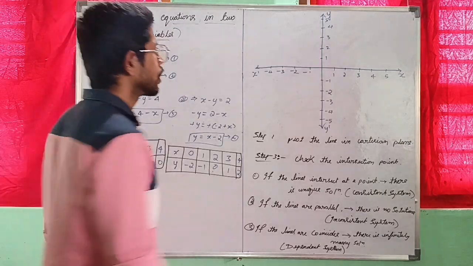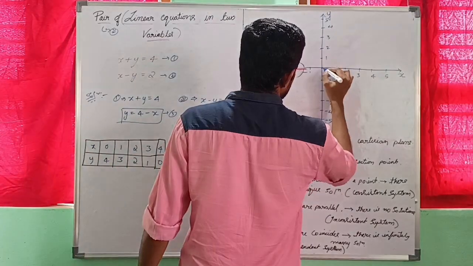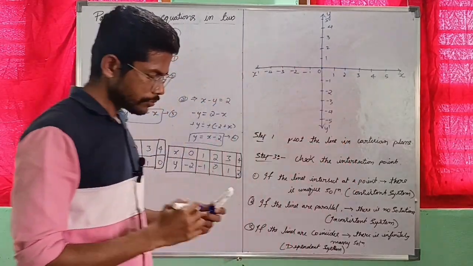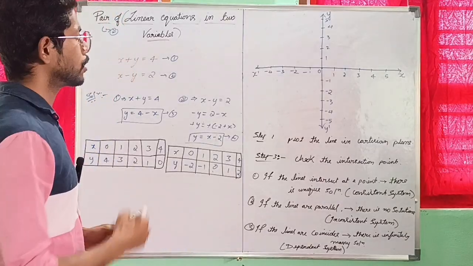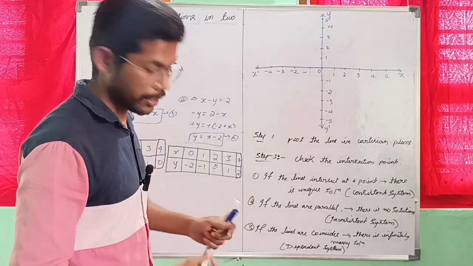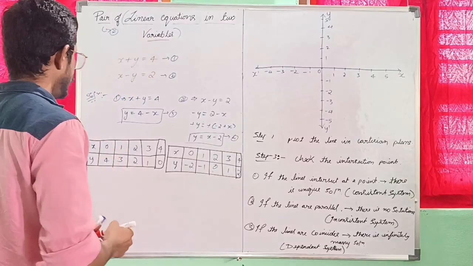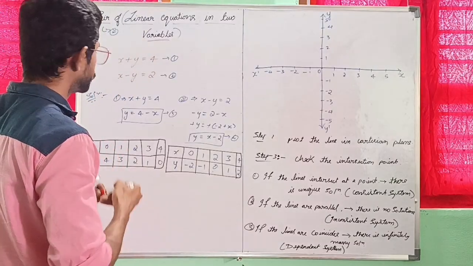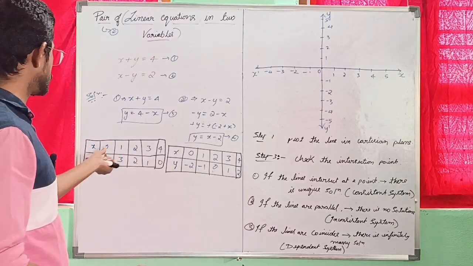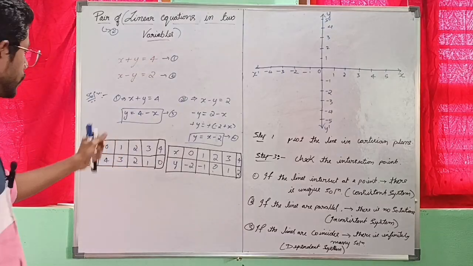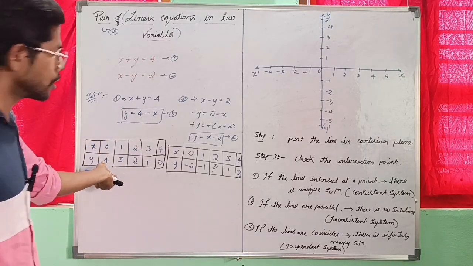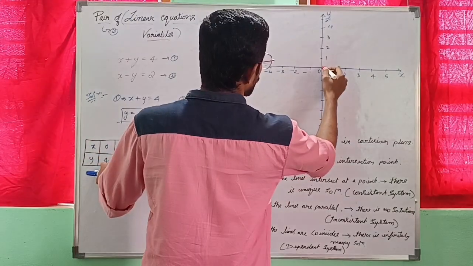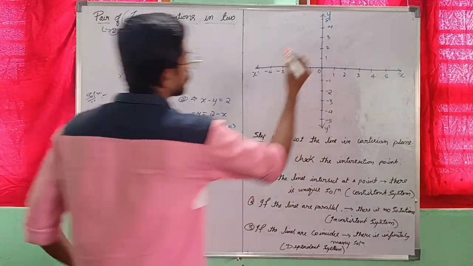This is 0. Let us draw the points. What is the first point? For equation 1, when x is equal to 0, y is 4.